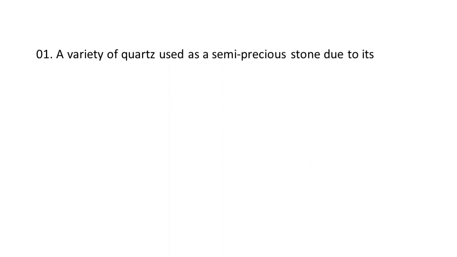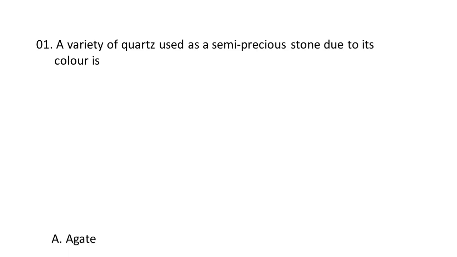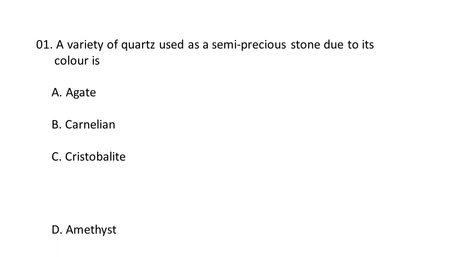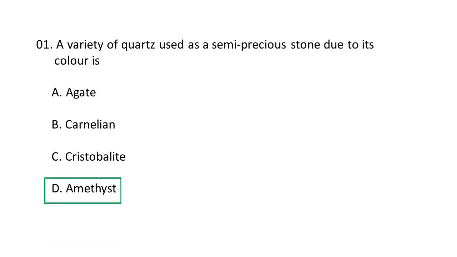A variety of quartz used as semi-precious stone due to its color is A. agate, B. carnelian, C. cristobalite, D. amethyst. So the correct option is D, amethyst. Amethyst is a transparent coarse grain variety of the silica mineral quartz that is valued as a semi-precious gem for its violet color.